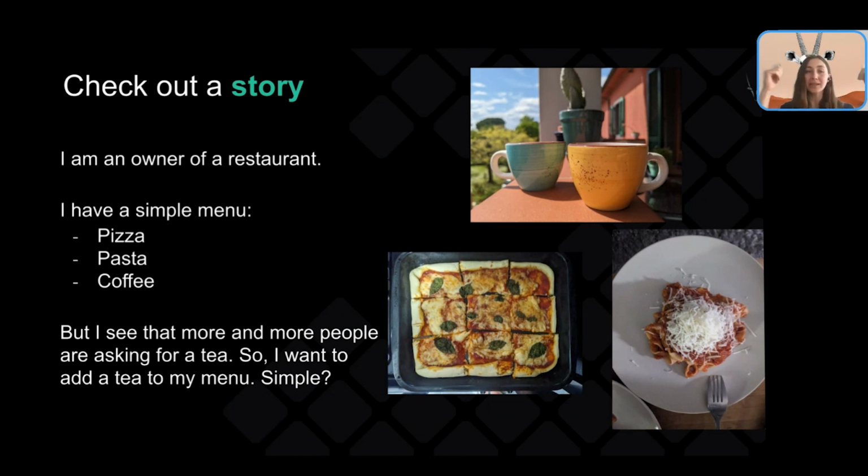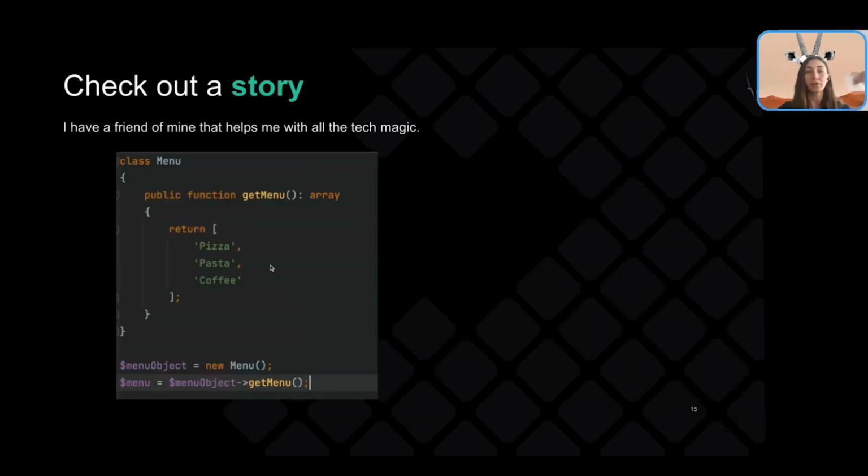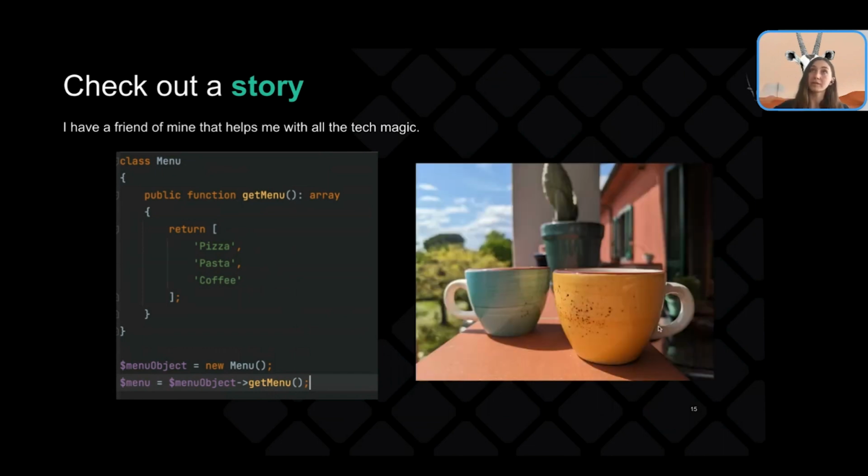Anyway, the owner sees that more and more people are coming to the restaurant and asking for tea. The owner has, of course, a website, and on that website they have a super simple class, Menu, with quite a simple function, getMenu. Here we're rendering three menu items: pizza, pasta, and coffee. And this is how we use this class and this function. That's how we render the menu somewhere, somehow. We do not care about that. So now we need to add tea here, apart from the coffee.